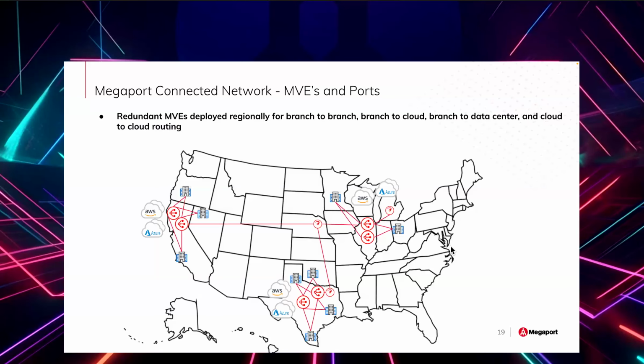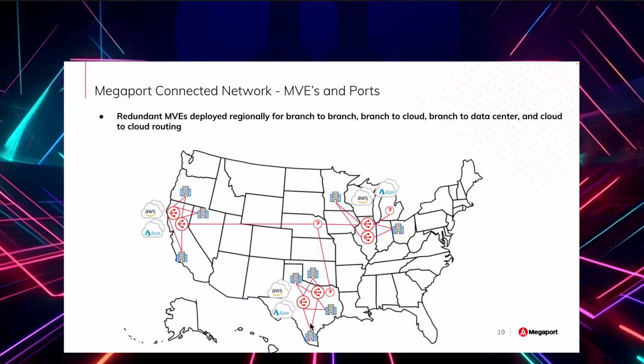So here is an example of an MVE deployment tied to a port, in this case in Nebraska. I've got Dallas MVE locations. I've got Chicago MVE locations, and I've got Northern California MVE locations. So in this example, what we're trying to show is I've got branch sites on the West Coast, branch sites in the Midwest, and I've got branch sites in the Southwest, Oklahoma and Texas.